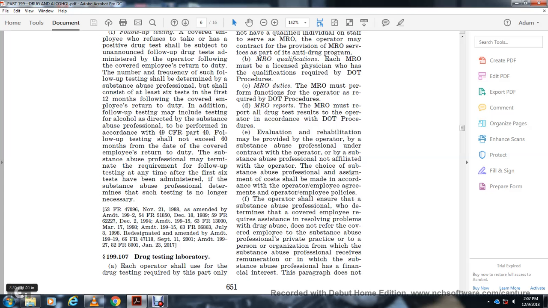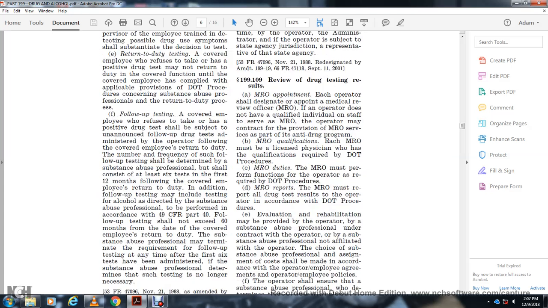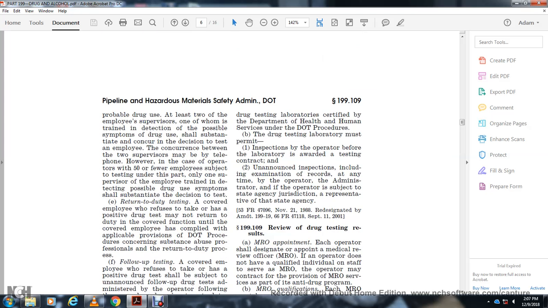199-107, the drug testing laboratory. Each operator shall use a drug testing laboratory certified by the Department of Health and Human Services. The drug testing laboratories must permit inspection by the operator before the laboratory is awarded the testing contract, and unannounced inspection, including examination of records, at any time by the operator, administrator, and the state agency. The operator is subject to the state agency jurisdiction representative.